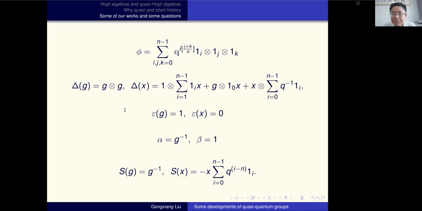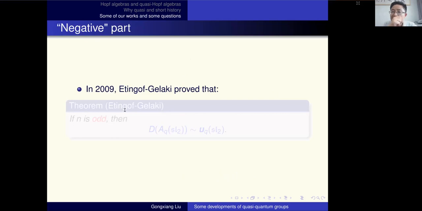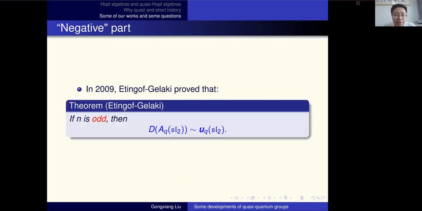In fact, Etingof and Gelaki proved the following. If I had known this result, I would have felt very disappointed. They proved that if n is even, the Taft algebra depends just on the natural number n. And they proved that if n is odd, even if you compute the double, this double is just the usual u_q(sl2), equivalent to it.